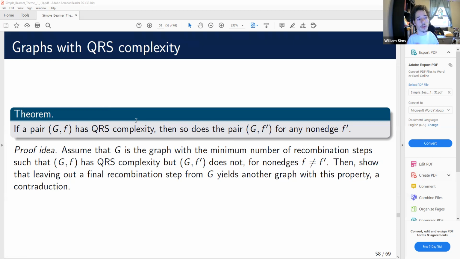Then we're going to show that, if this is the case, we can actually just leave out one of the final recombination steps. We're going to leave out a recombination step on a last level vertex. And this is going to give us another graph such that it has QRS complexity with F, but not QRS complexity with F prime. And that's going to be a contradiction because we performed one fewer recombination step and obtained the same graph. So it contradicts the minimality assumption on G. Okay, so that's going to be the idea.